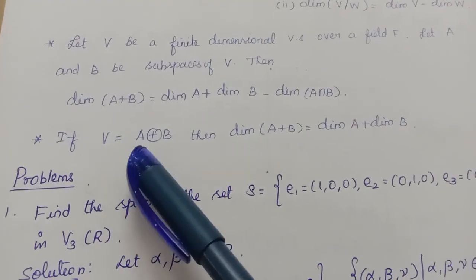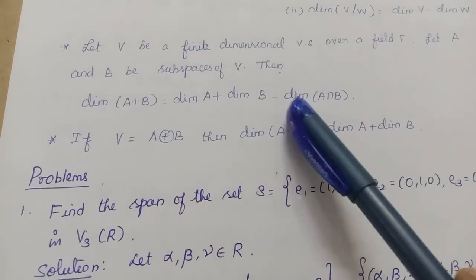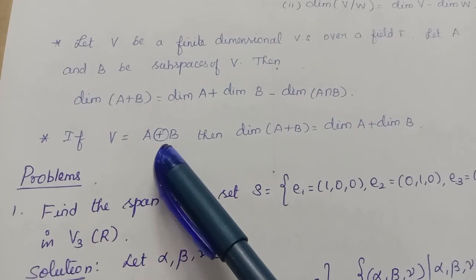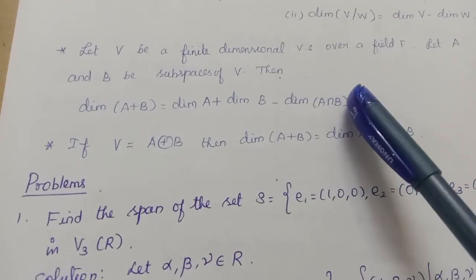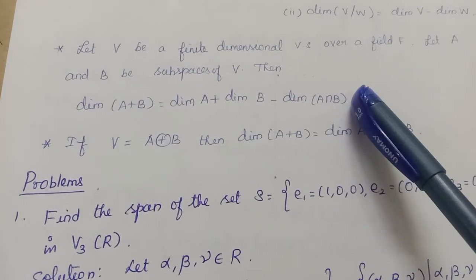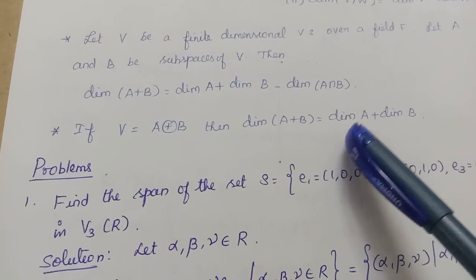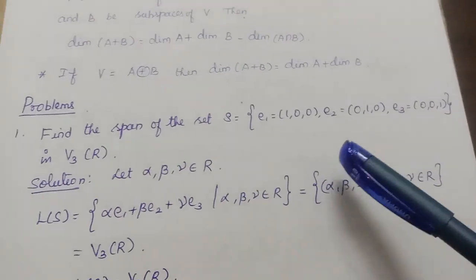Suppose V equals the direct sum of A and B. In that case this will become what? 0, because if you write V as a direct sum of A and B, A intersection B will be what? The singleton set 0. Singleton 0 means the dimension is also 0. Therefore, simply we have dimension of A plus B equal to dimension of A plus dimension of B. Okay, right. Now let's see some problems.